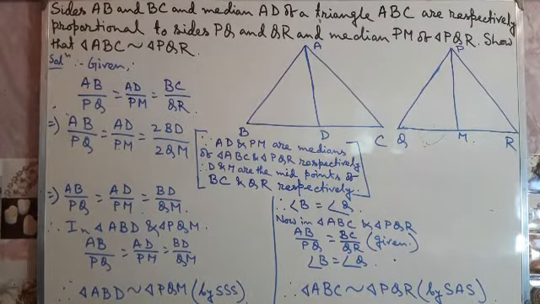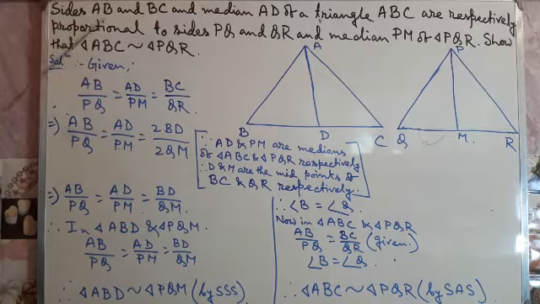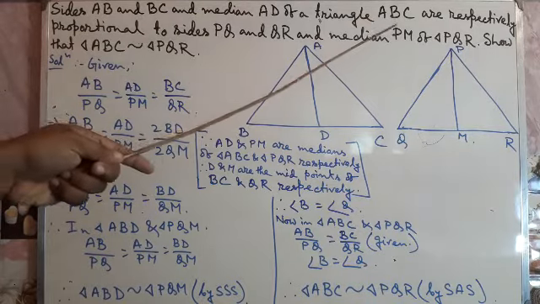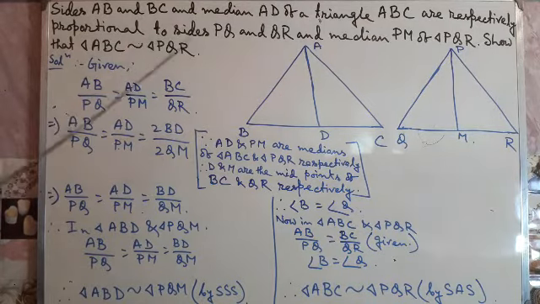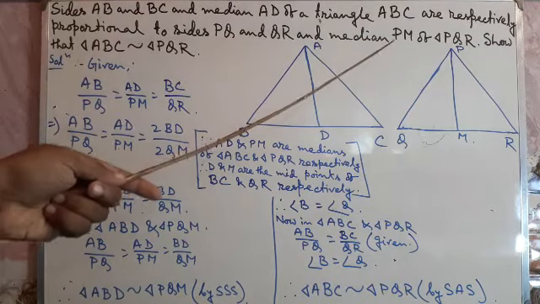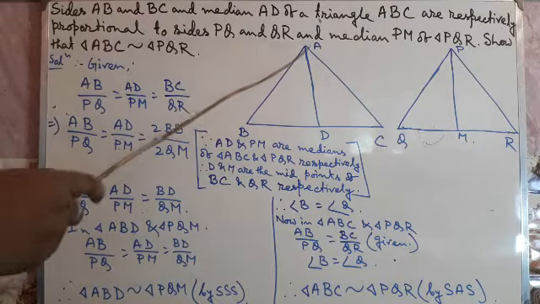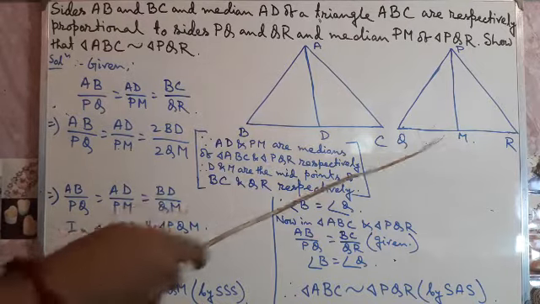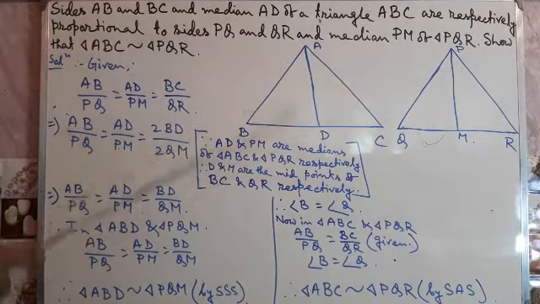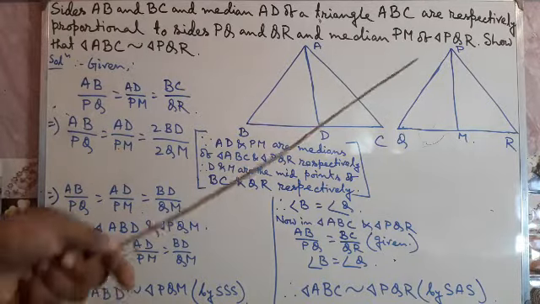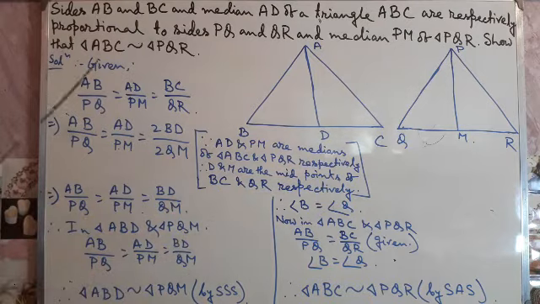A problem is given. Sides AB, BC and median AD of a triangle ABC are respectively proportional to the sides PQ, QR and median PM of triangle PQR. Then we have to show that triangle ABC is similar to triangle PQR. Now what is given? AD is the median in triangle ABC, whereas PM is the median in triangle PQR, and it is given that AB by PQ is equal to AD by PM is equal to BC by QR.